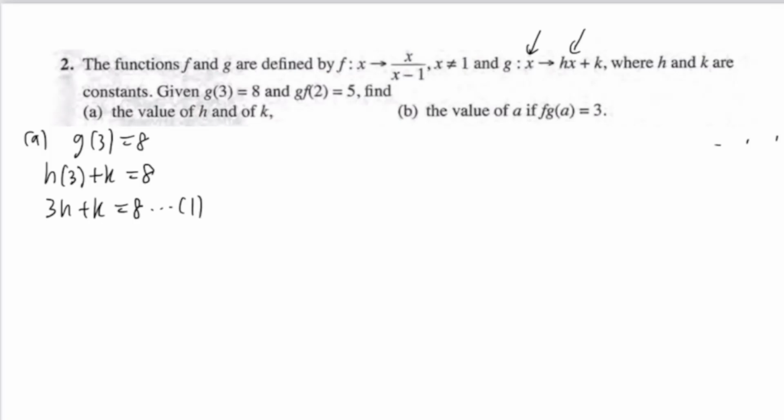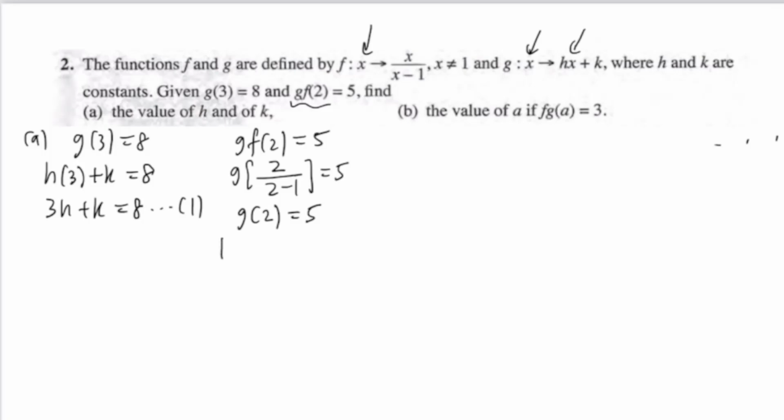So the second thing is you're given gf(2). gf(2) means we put 2 inside your f, right? Maybe I write this one by one. gf(2) is 5. I put 2 inside my f, so it's going to look like this: 2 over 2 minus 1. The result is now 5. So this is g(2) equals 5. Now we know g(2) means we put 2 inside the g here, so it's h times 2 plus k. The result is 5. So 2h plus k equals 5.